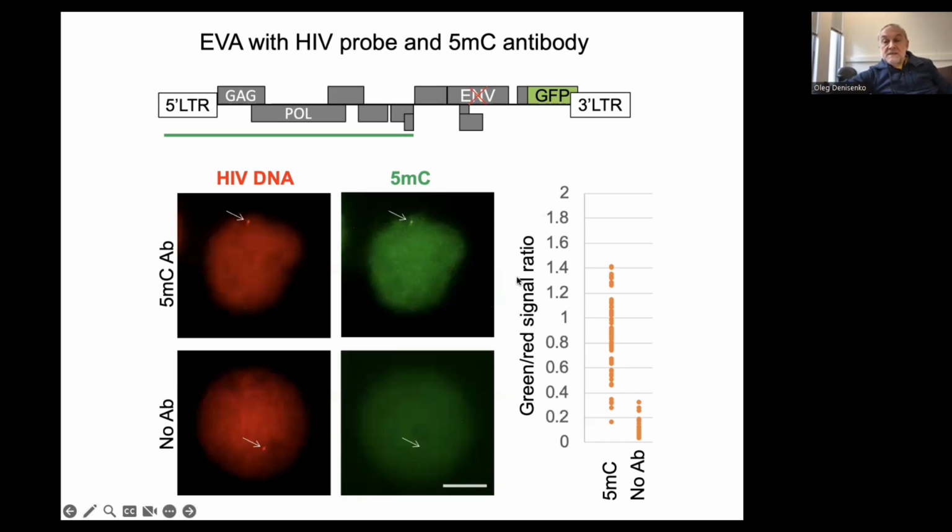So the intensity of green and red signals were measured, and the ratios are shown in the graph. So there is wide distribution in intensity of DNA methylation in the locus. In the control, the ratio is pretty low.